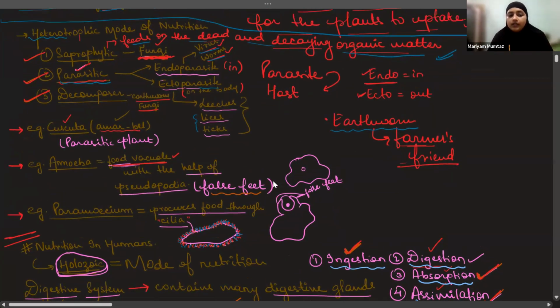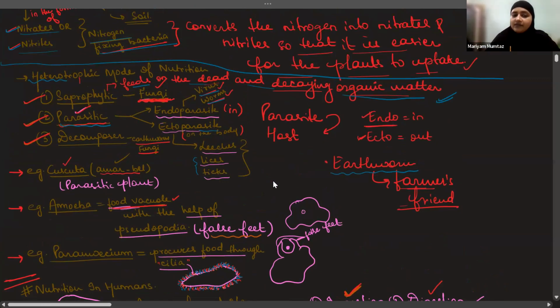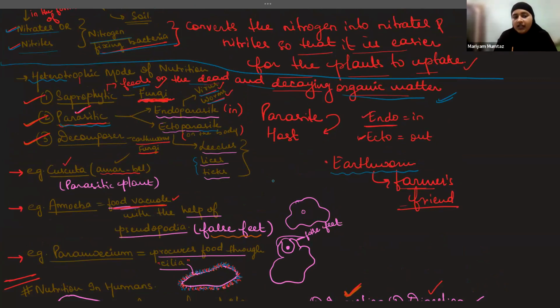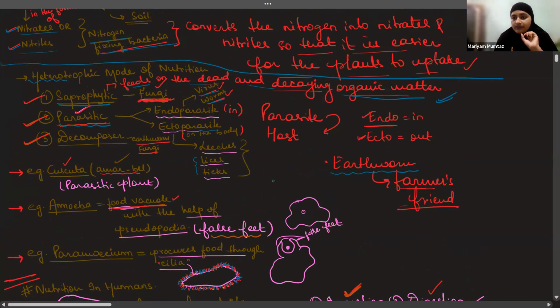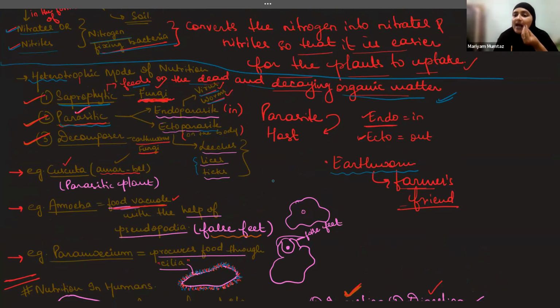Okay, so up until now, we have seen the three different modes that come under the heterotrophic mode of nutrition. When we are talking about the saprophytic, the example is fungi. The fungus is saprophytic and it is also a decomposer. And under the decomposer, there is the earthworm as well.